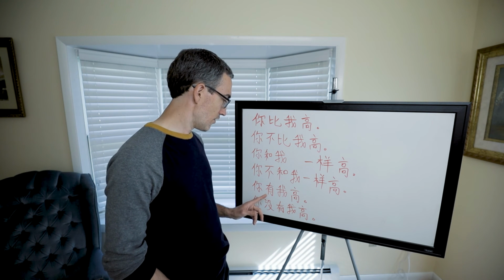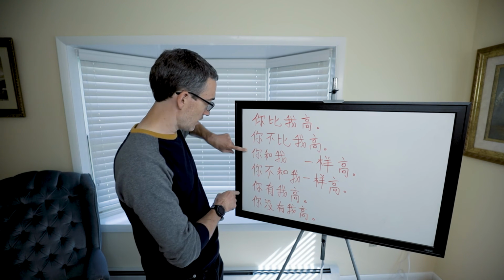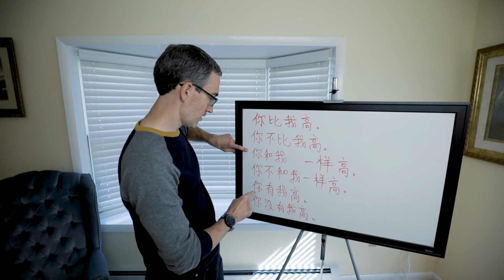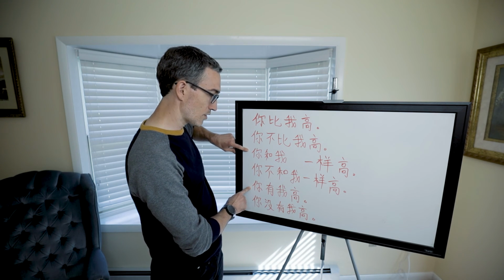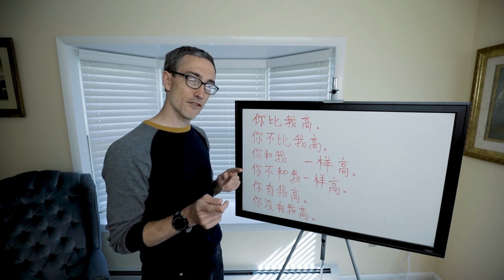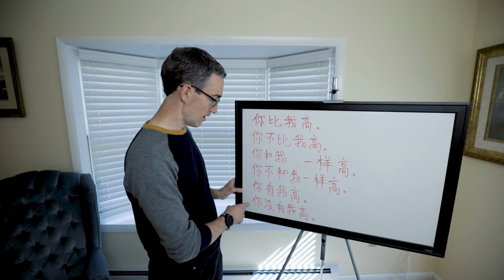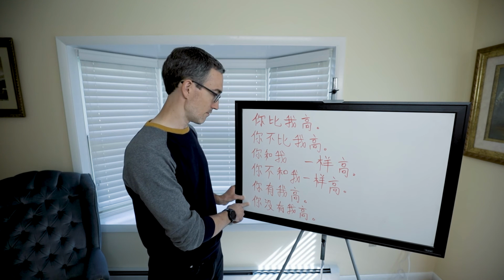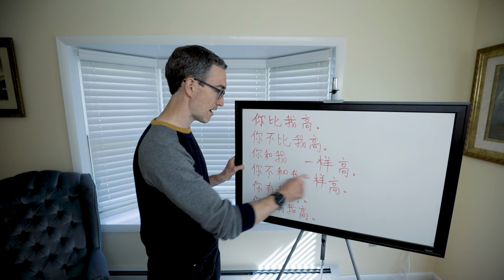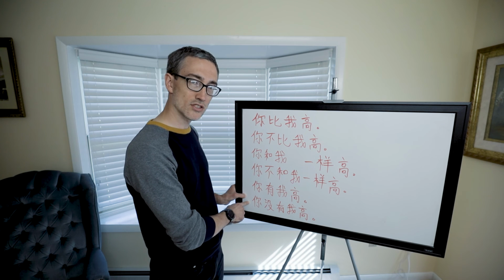So it looks like these say the same thing. 你和我一样高. You are equally tall as me. And this one says you come to, you are as tall as me. But you can see the difference when you negate them. 你不和我一样高. You are not the same height as me. That's how I should translate it. You are not the same height as me. We are not equally tall. And this is you are not as tall as me.